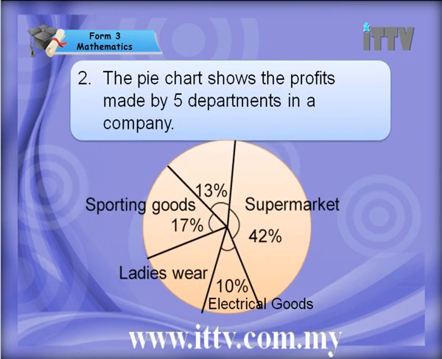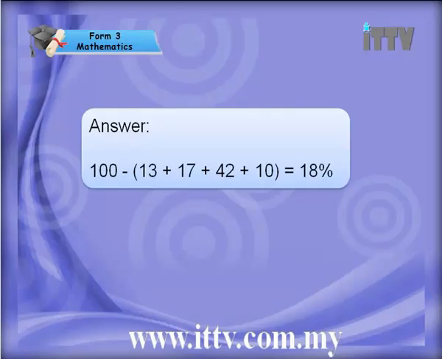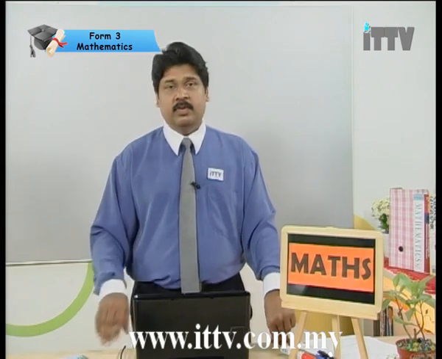If you look into the pie chart, boys and girls, you will notice that for all other departments, percentages are given except for the ladies' wear department. How do we find the figure for the ladies' wear department? You must remember that since this pie chart is represented in percentage, the total percentage would be 100%. Therefore, in order for us to solve this problem, we should take 100% minus (13 plus 17 plus 42 plus 10) in brackets, that is for all the other departments, and we should obtain 18%. 18% would be for your ladies wear department. This is how we do this question.